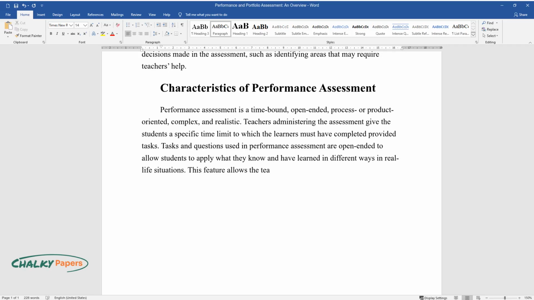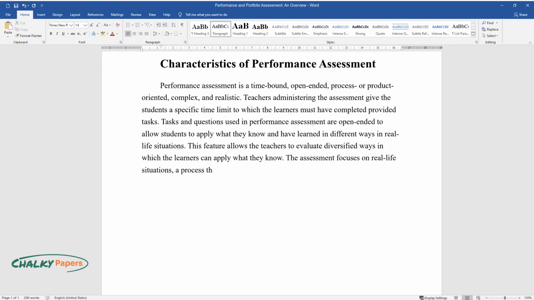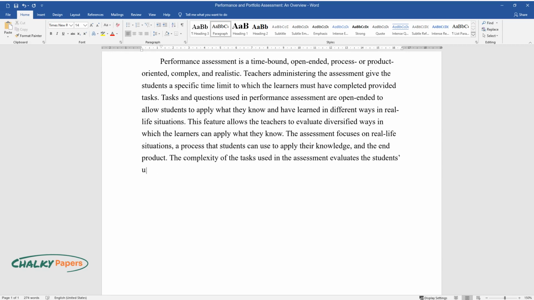This feature allows the teachers to evaluate diversified ways in which the learners can apply what they know. The assessment focuses on real-life situations, a process that students can use to apply their knowledge, and the end product. The complexity of the tasks used in the assessment evaluates the students' understanding and creativity in resolving problems.